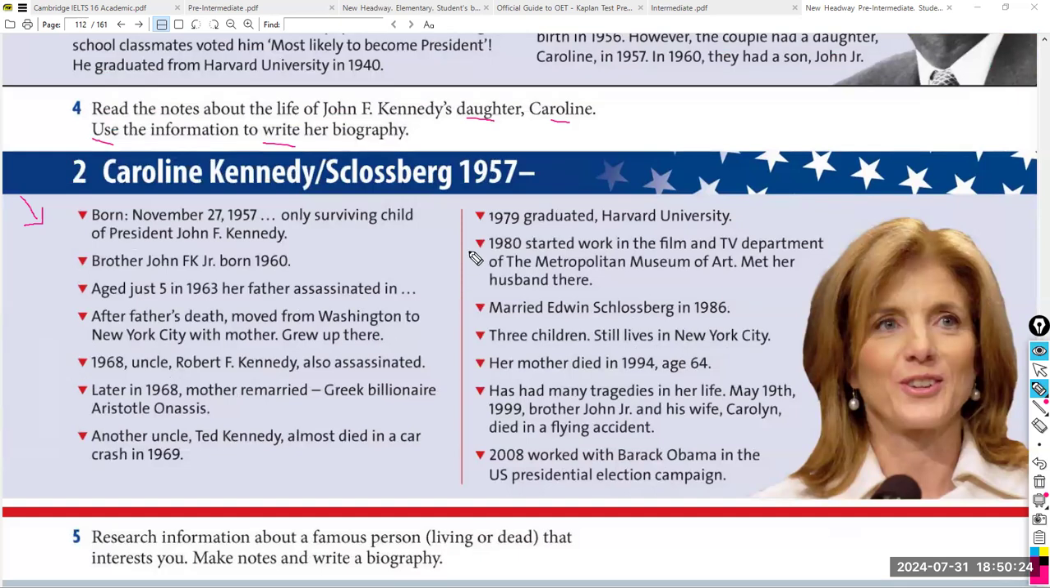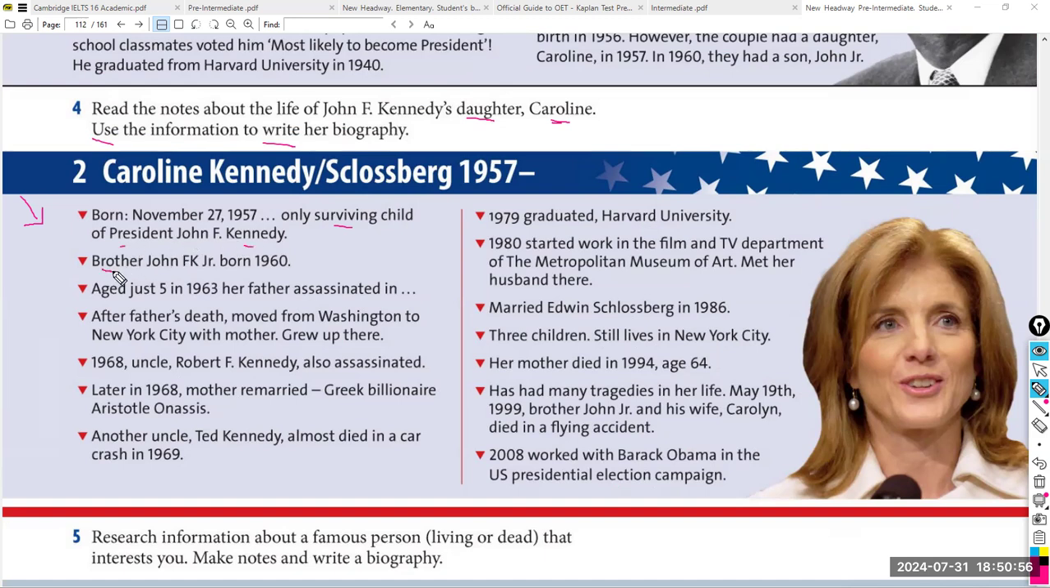Now, after arranging the paragraphs that I told you about Kennedy, we have to write a biography about Carolyn. Now, this is the information that is going to be shown on the screen just to help you to write a biography. So we notice that Carolyn was born on November the 27th, 1957, only surviving child of President John F.